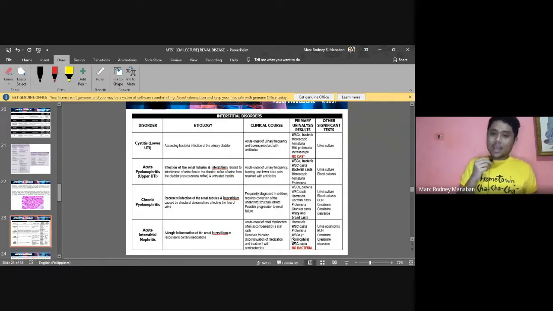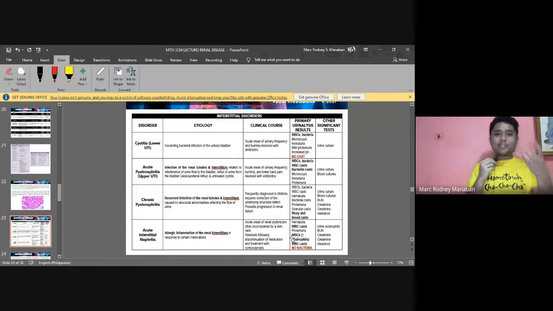Next, of course, if acute pyelonephritis is not treated early, it can progress to chronic. So it's a recurrent infection of the renal tubules and interstitium, primarily due to structural abnormalities in your urinary tract that affect the flow of urine. It is usually diagnosed in children. It requires correction of the underlying structural defect and may progress to renal failure.